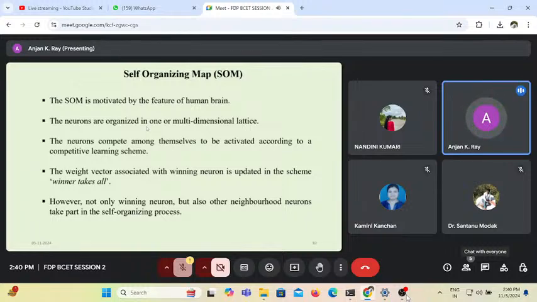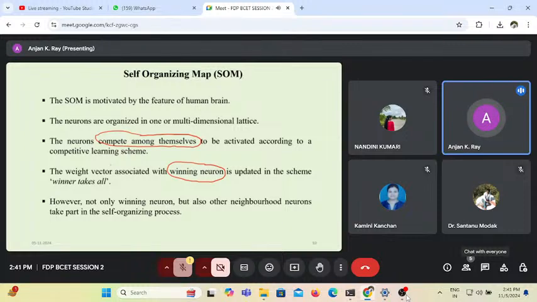Competitive learning scheme we'll also discuss, but if you remember the video that I showed, you observe that neurons compete among themselves to get the positional update. So green dots are moving across the screen. The weight vector associated with the winning neuron is updated. What the winning neuron is will also come after a few slides. It's updated and the scheme is that the winner takes all.